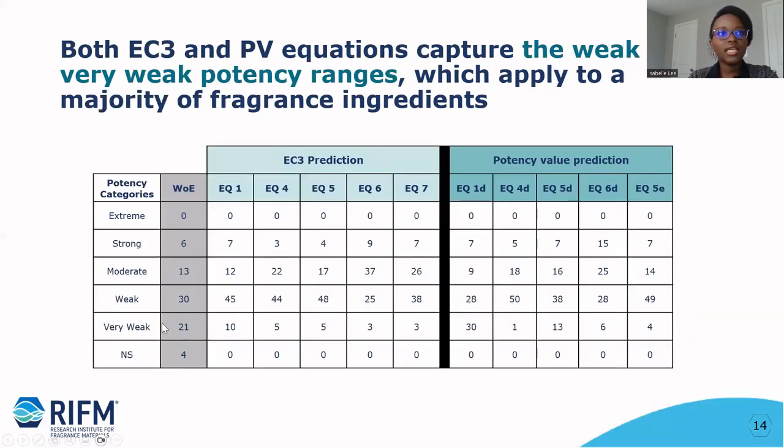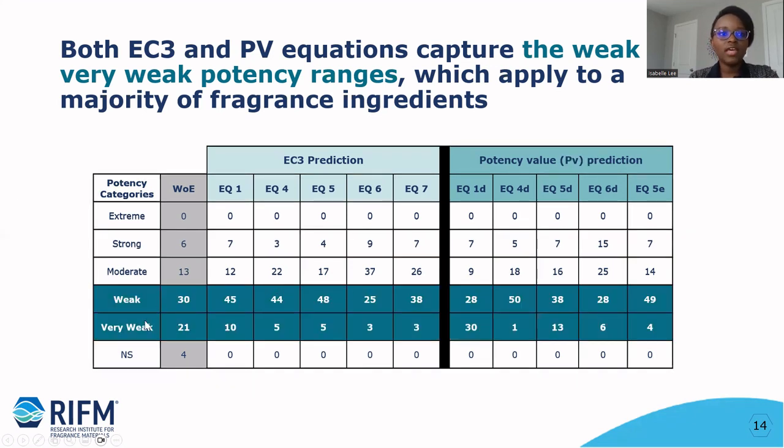So to jump into the data, on the left-hand side are the potency categories, followed by the weight of evidence potency, the reference potencies, and the numbers are the number of materials that are predicted within that category. For example, for weak, 30 reference materials fell within the weak category, and the very weak had 21 materials. And followed with this, you see the EC3 predictions for the 5 equations, and you see the potency value predictions for the 5 equations. And one thing we wanted to highlight here is that you see that the very weak and weak materials are very well predicted using both sets of equations.